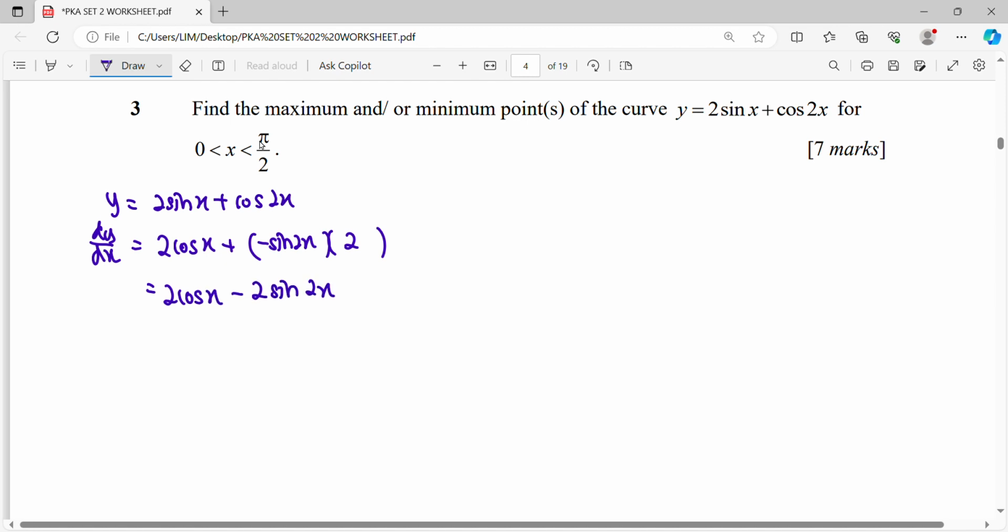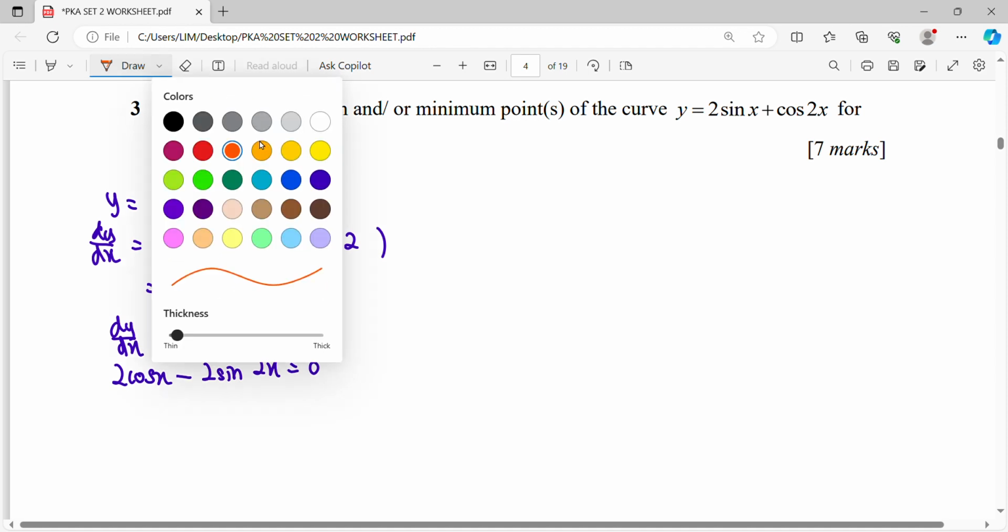So to find critical, we let the first derivative equal to 0. Then we try to solve for this. So that's why they will give us a range here, to say how many points they want to find. If not, it will be an infinite answer. So that's why when you're doing trigo, most probably they will give us a range until which part they want us to give the answer.